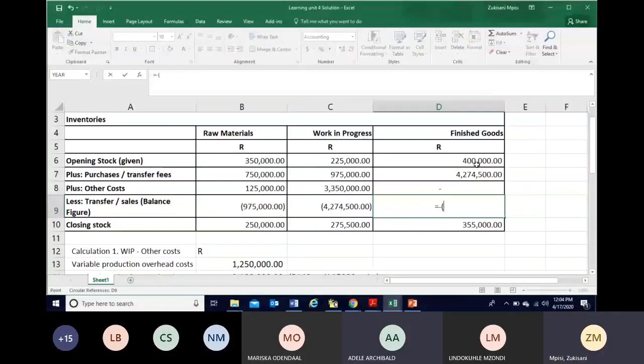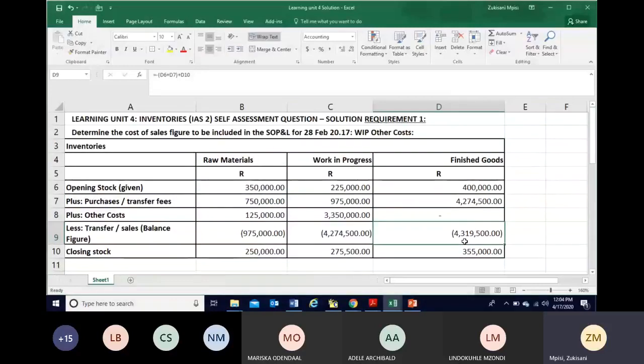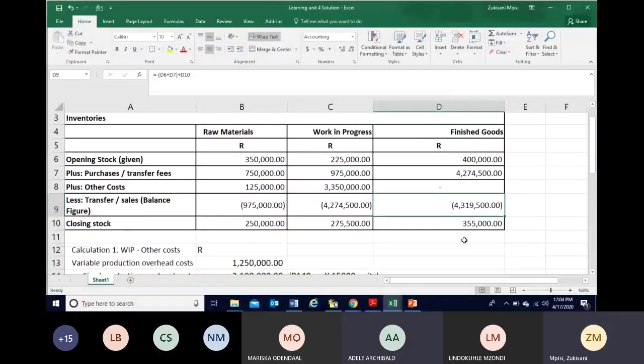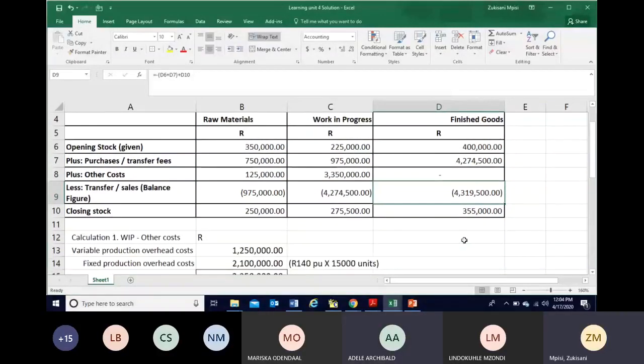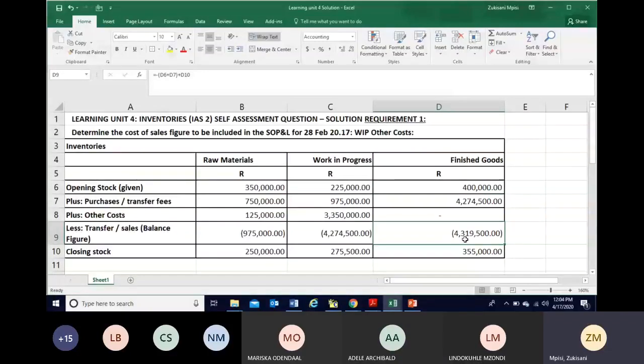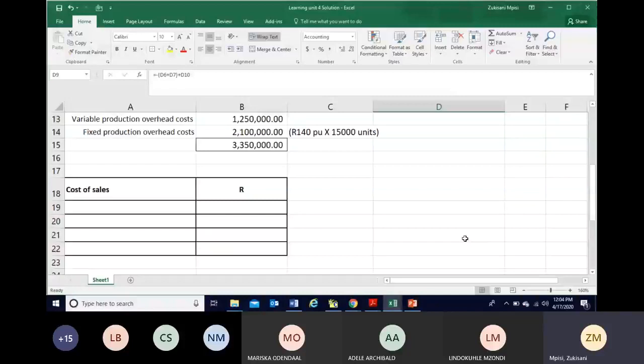It's your opening plus your transfers, less your closing stock, which we're going to add at this point. So that is how much your cost of sales is, 4,319,500. Remember, at this stage, we have not dealt with the required. All that we needed to know was how much from finished goods is actually cost of sales. So we are now going to start to deal with the required.